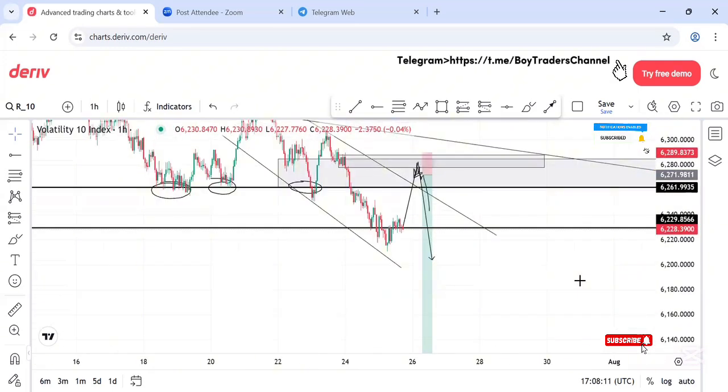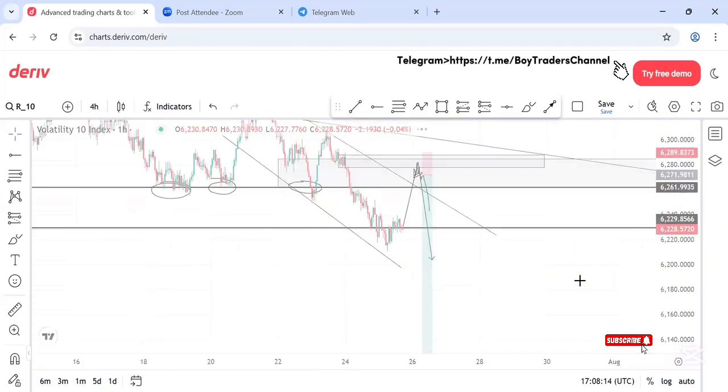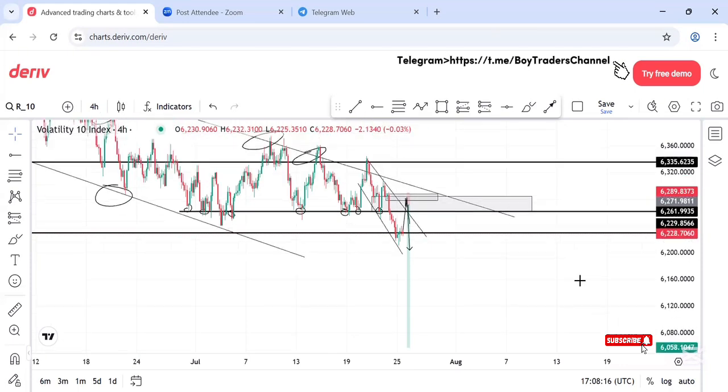Yeah, so that's my expectations and analysis on volatility 10 index. Long-term sells expected.